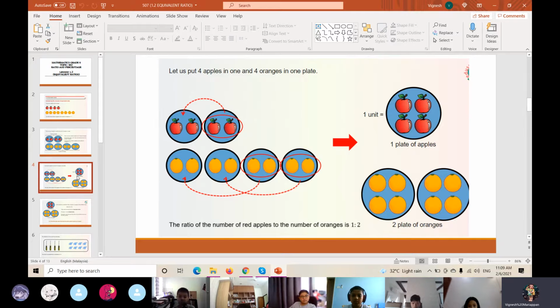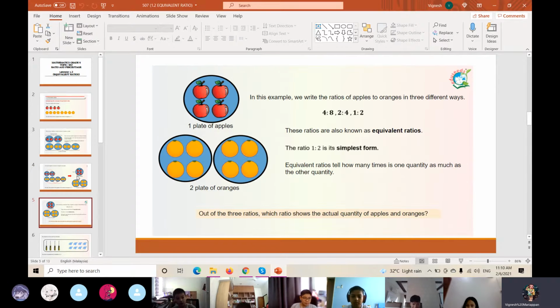So if you want to find the ratio of the number of apples to the number of oranges, it is 1 unit to 2 units, 1 to 2. Correct or not? Class, understand or not? Okay, so in this example, we write the ratios of apples to oranges in different ways.